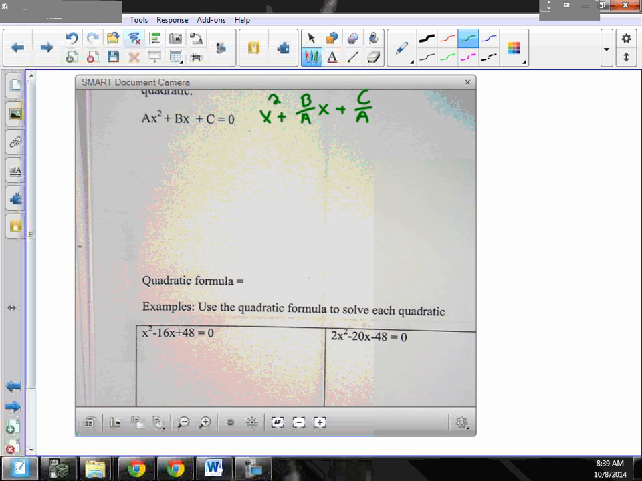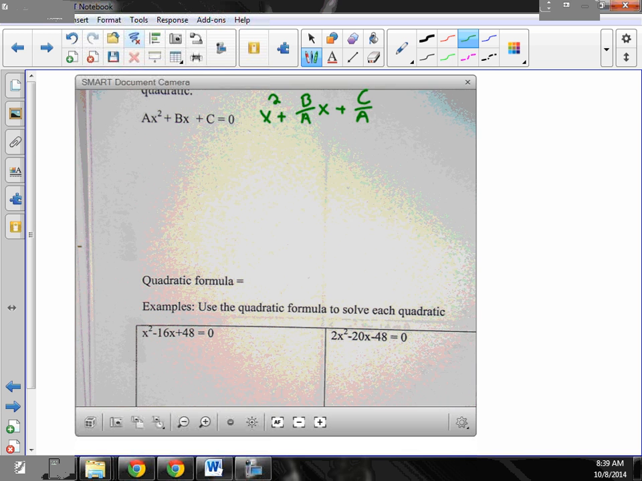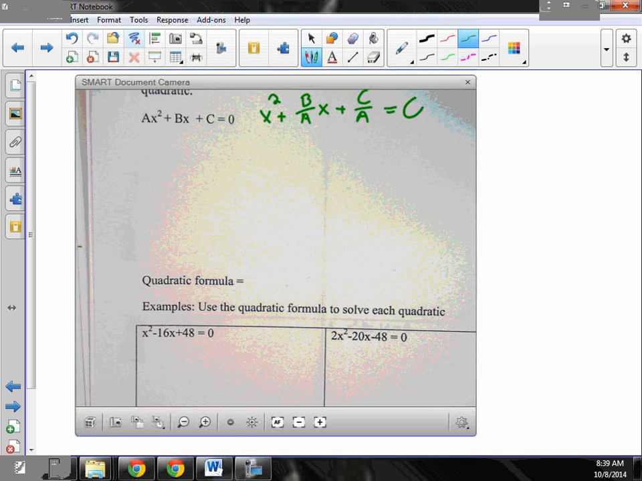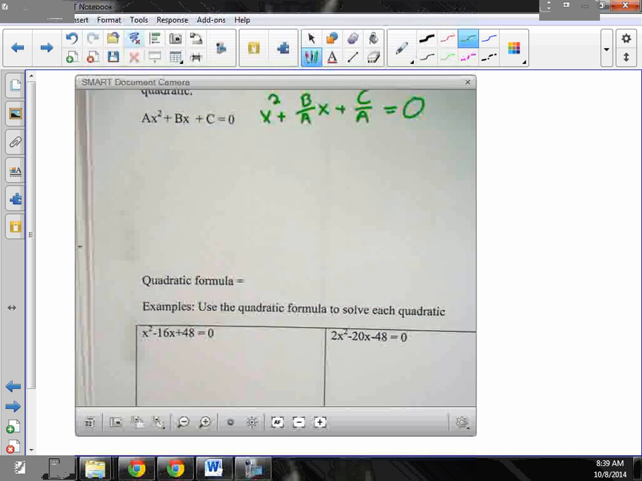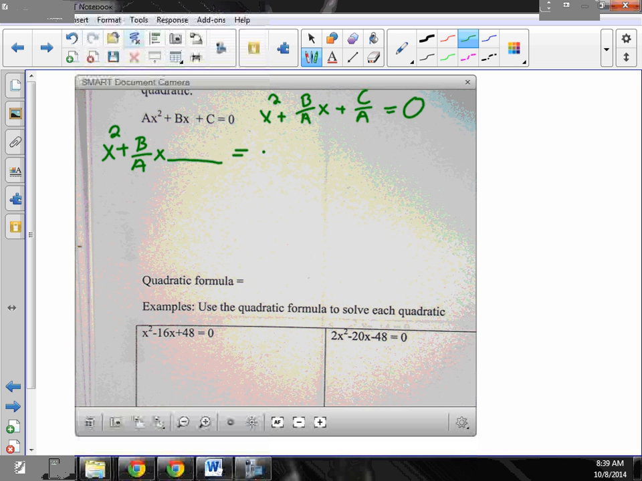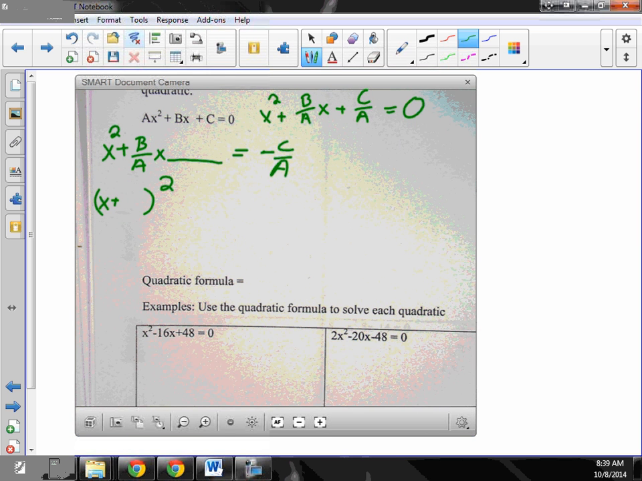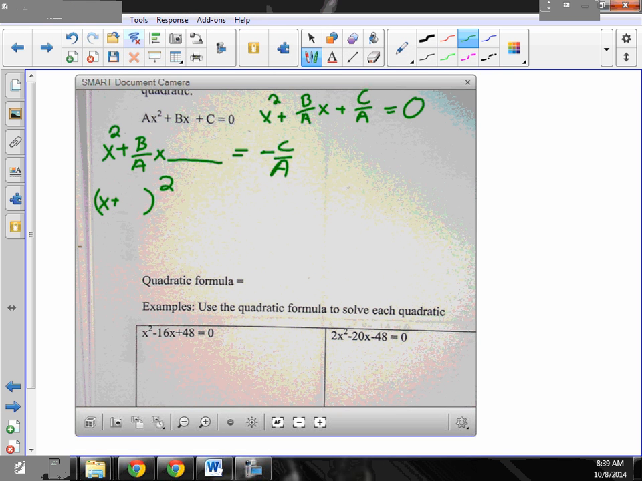Completing the square does not work if there's a leading coefficient. Okay? Well, now that I'm at this step, how do I complete the square? Move the c over a to the other side. So I'll have x squared plus b over a x, leave a space, equals negative c over a. Now my factor will be what? Half of b over a.